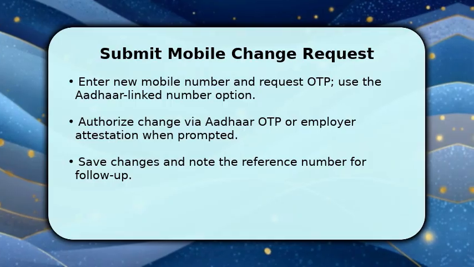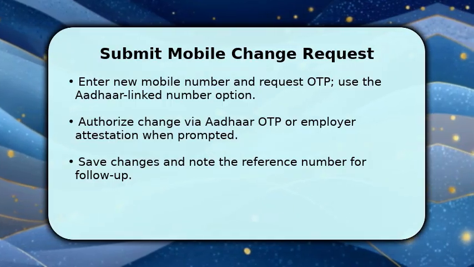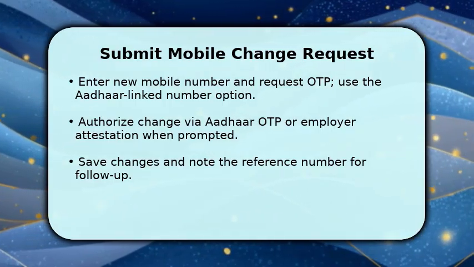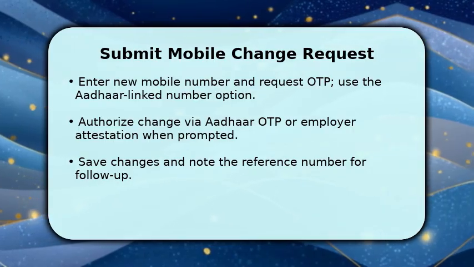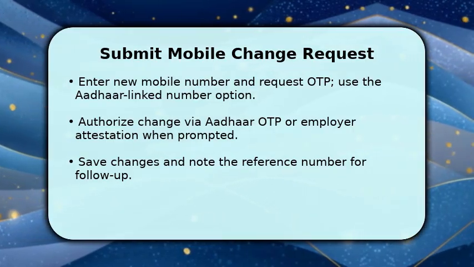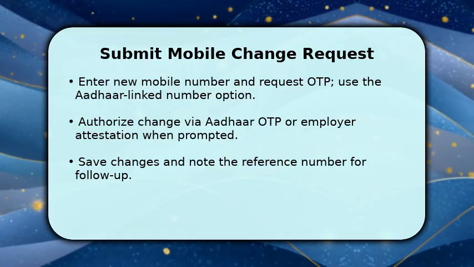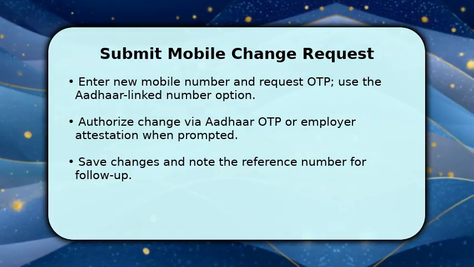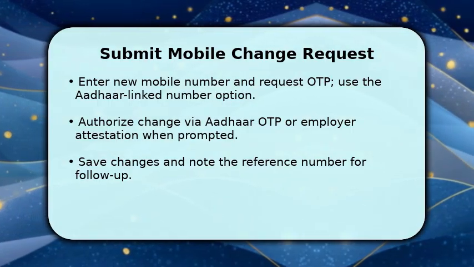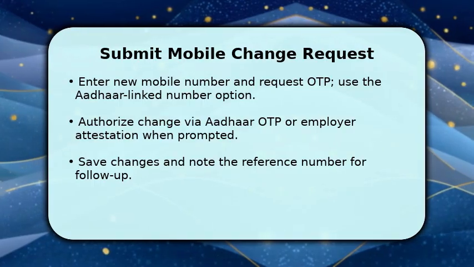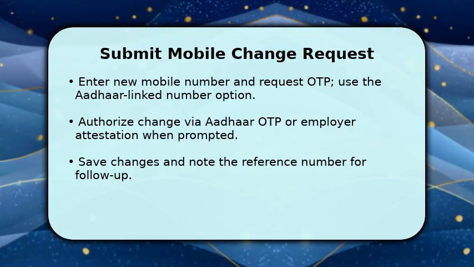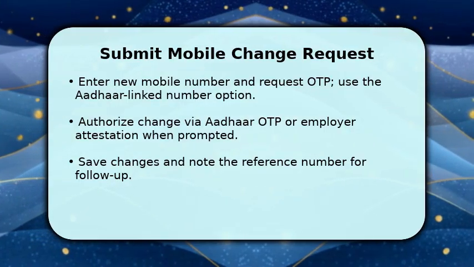This links your identity to the new number. If the portal asks for employer attestation instead, inform your HR, provide the reference, and ask them to approve the update promptly. Make sure to save or screenshot the transaction reference number. This helps if verification stalls. You should also check your EPFO profile after a few hours to confirm the new number displays correctly.